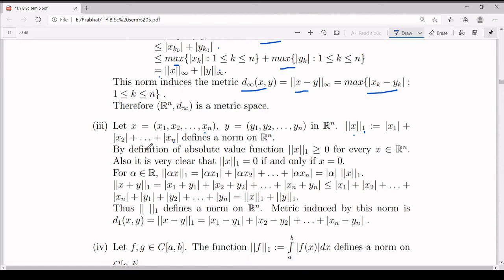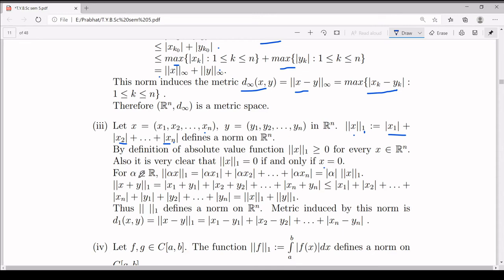And the claim is it is a norm. So again it is addition of absolute value terms, so it has to be greater equal 0. Now when will it be 0? Suppose your norm x is 0. That means this addition is equal to 0. But this addition is of all positive terms, so addition of all positive terms is 0 if and only if all terms are 0. So you can say x1, x2, xn are 0. That means norm x is 0 if and only if your x is equal to 0.